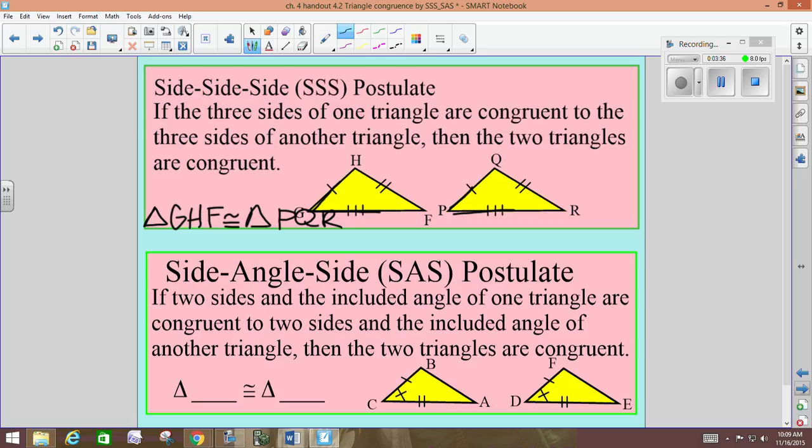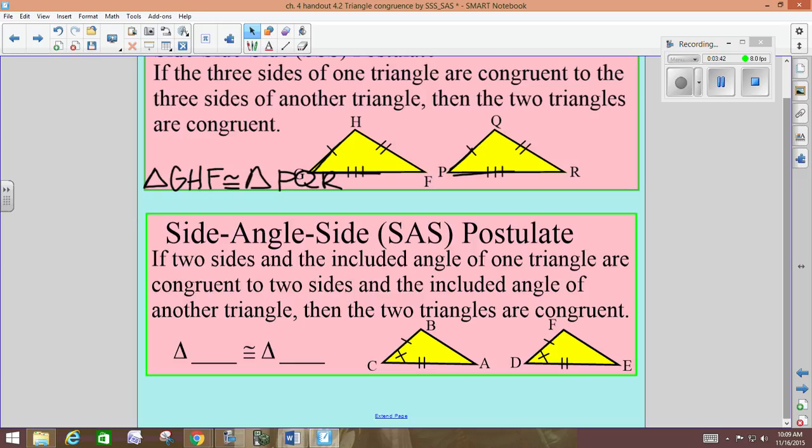Congruency statement. Side, angle, side. Our second way to prove triangles congruent. If 2 sides and the included angle of one triangle are congruent to 2 sides and the included angle of another triangle, then the 2 triangles are congruent. The word included means between. So angle C is between the 2 marked sides. That's where those 2 congruent sides meet.